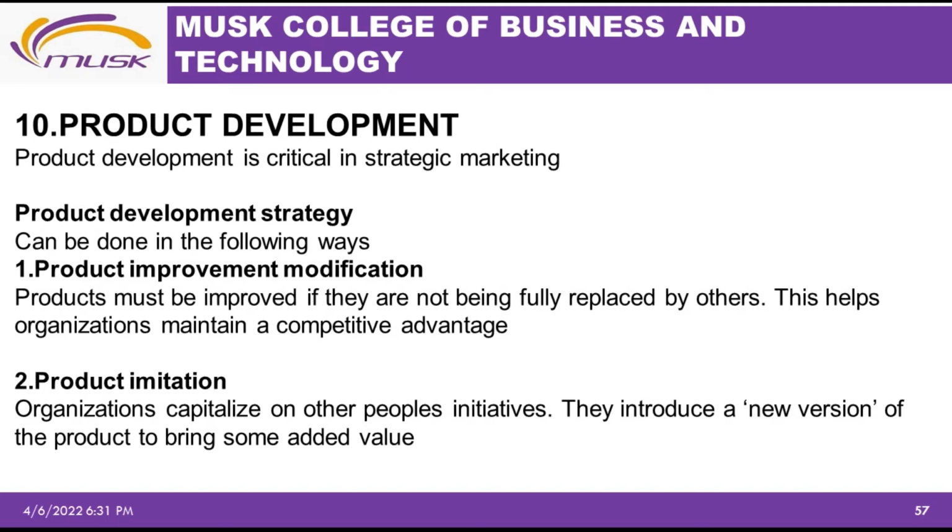And then we also have product imitation. Organizations capitalize on other people's initiatives. Yes, this is not necessarily copying, but it is looking at what our competitors are doing. Then we can capitalize on that by coming up with a similar product, and we call it a new version. That's why we are quoting the word new version. I believe that's a very interesting product development strategy. With product imitation, we can add something that is not in our competitor's product. Then we say it's a new version and we call it a nice name.